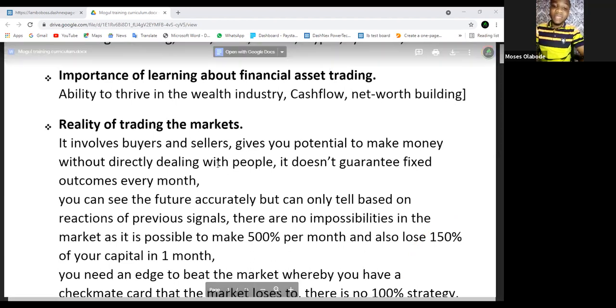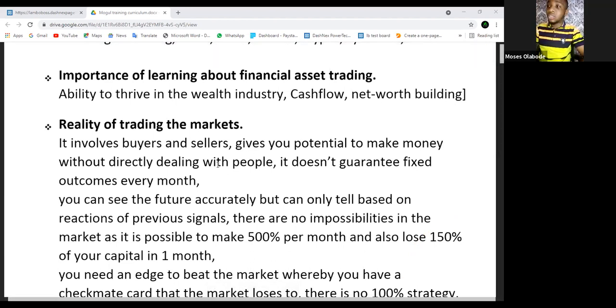Because the market does not have fixed outcomes every month. Okay, so no fixed ROI. And another thing about the market is this: you can see the future accurately, right? But you can only tell based on reactions.